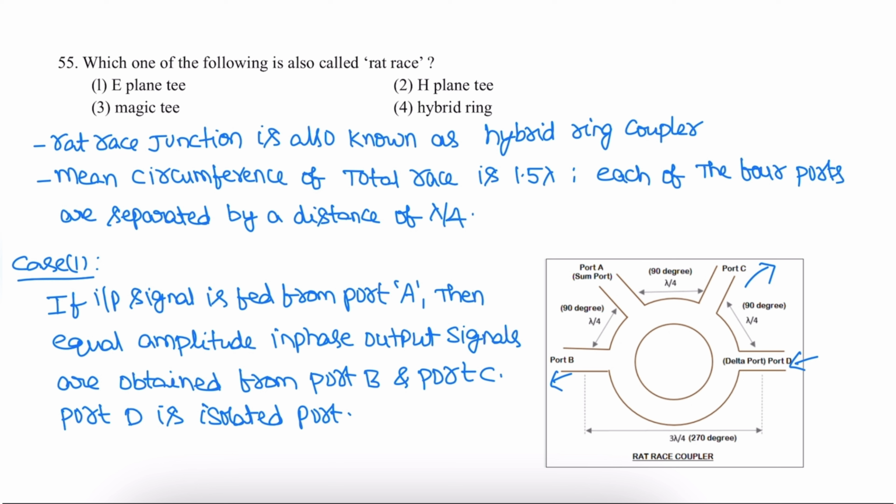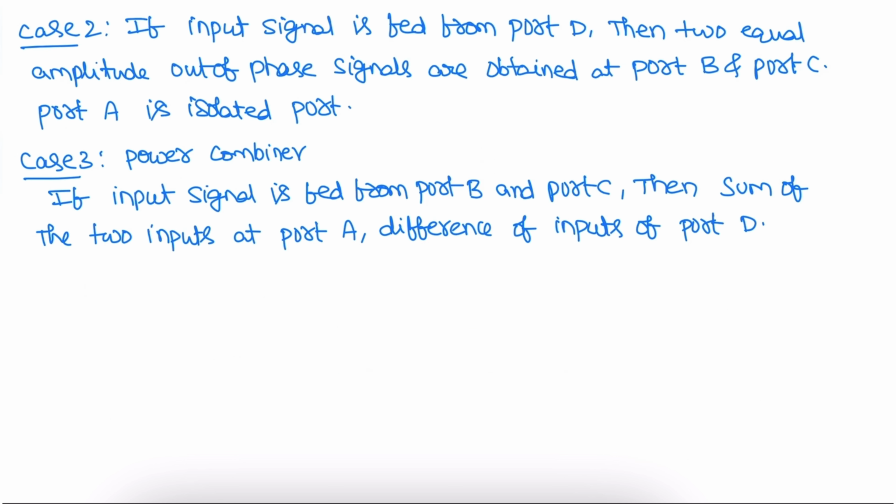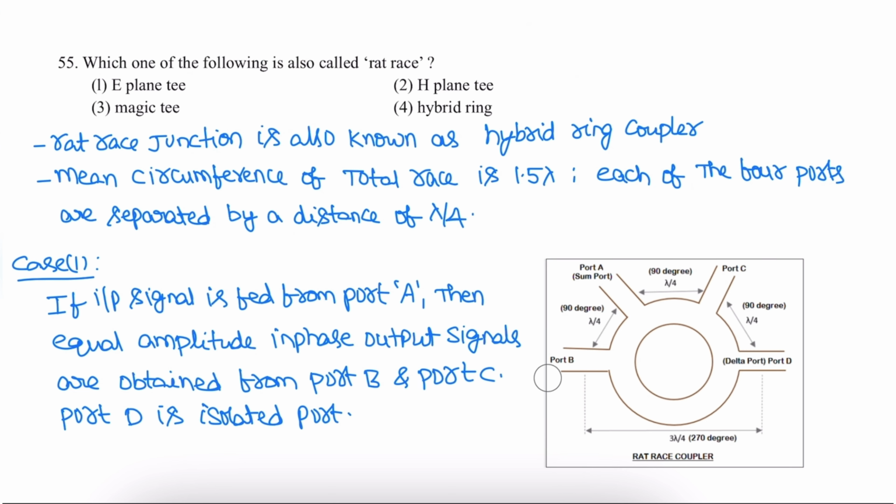Next, third case. In case of power combiner, if input is applied at port B and port C, then the sum of these two inputs is obtained at port A, and the difference output is obtained at port D. This is called power combiner.